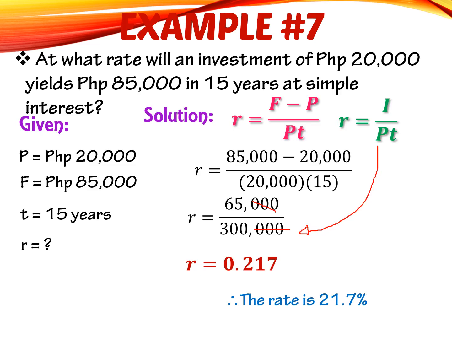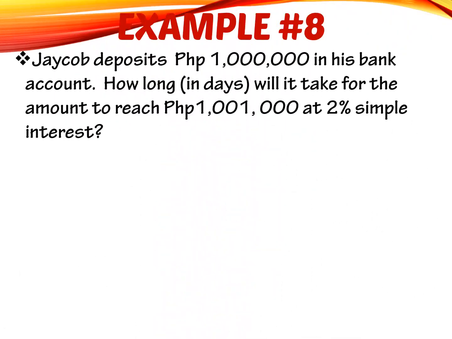So, if you're going to invest your money, your 20,000 pesos, you look for an institution that will offer 21.7% in 15 years so that after 15 years, your money will become 85,000 pesos. Okay, I hope that is clear. Okay, let's have another example.